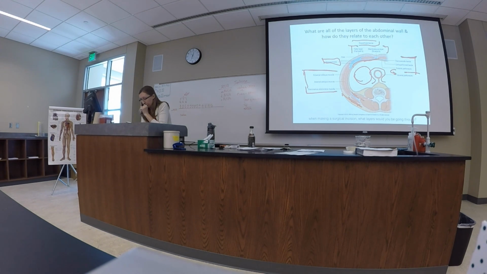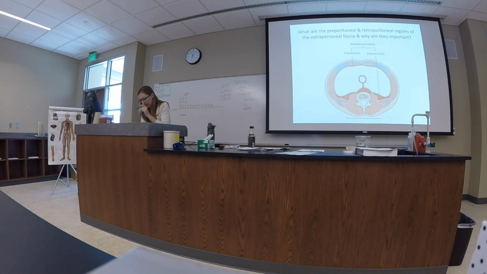Okay. So then let's talk about this extraperitoneal fascia for a moment. That's that layer between the muscles and the parietal peritoneum, and it is within this fascia that we get the regions, the preperitoneal. This is also known as the properitoneal in some circles, surgical circles I should say, and the retroperitoneal area.